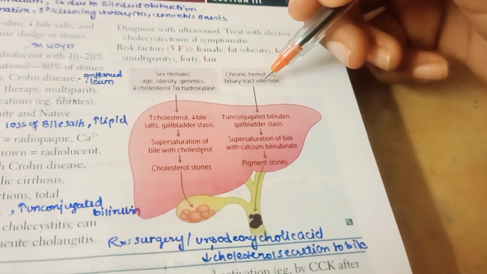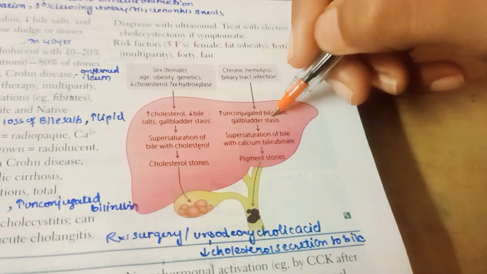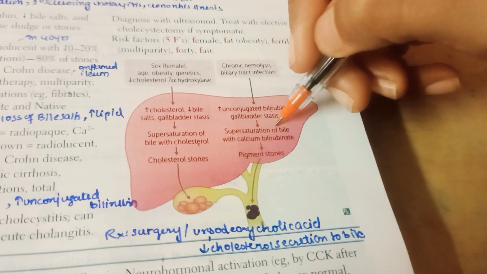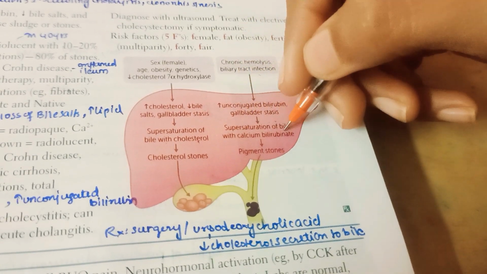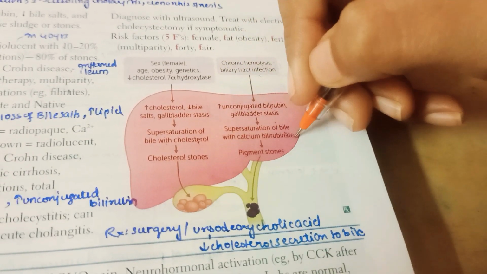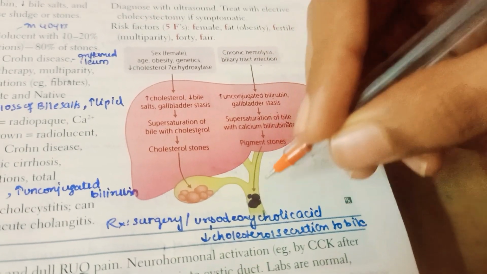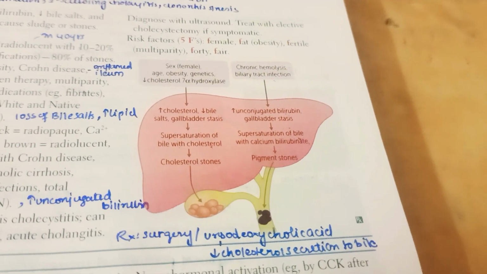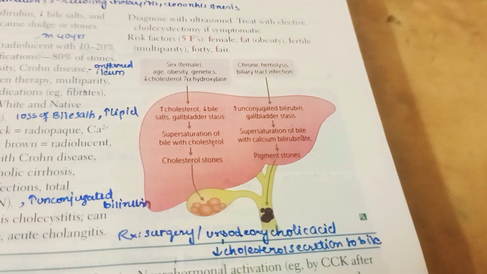Chronic hemolysis will lead to biliary tract infection. That will lead to increased unconjugated bilirubin. That is leading to gallbladder stasis, okay. That will lead to supersaturation of bile with calcium bilirubinate, and that will form pigment stones. They are somewhat black or brownish in color, so these are the pigment stones. So two types of stones are formed in the biliary tract.